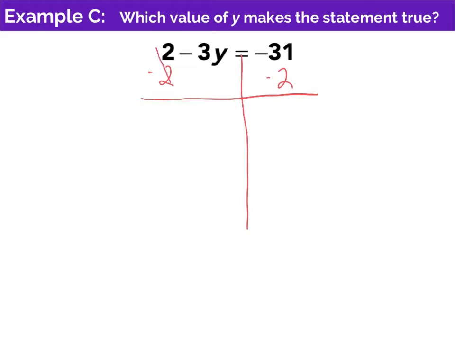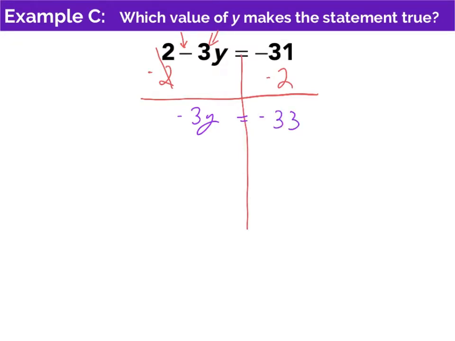2 minus 2 is 0. Now I need to make sure that I bring down both the negative and the 3y. It's very important that I remember to take that sign that is in front of that 3 down to the next level. That doesn't go away just because I got rid of the 2 in front of it. That negative sign has to drop to the next level, just like the rest of the problem. Negative 3y is equal to negative 31 minus 2. It's going to give me negative 33.